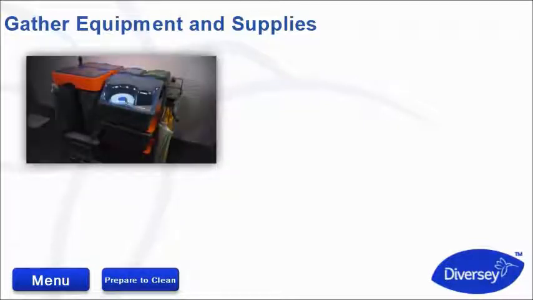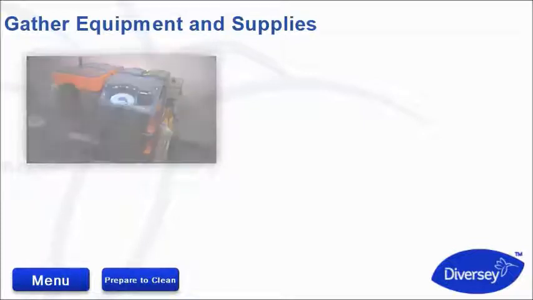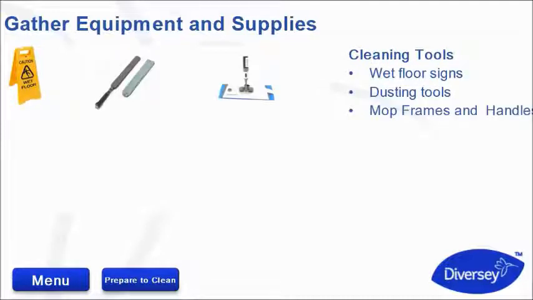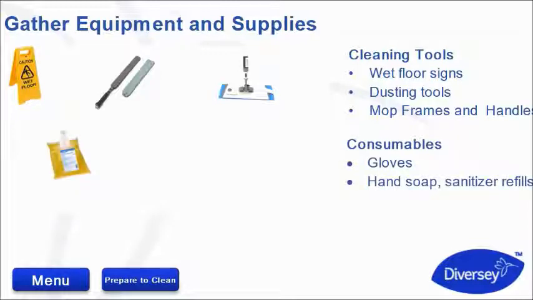First, check your workstation or cleaning cart to ensure that all of the cleaning tools that you will need for the job are properly placed, including wet floor signs, dusting tools, and wall washing frames and handles. Next, check your workstation or cleaning cart to ensure that it is well stocked with any consumable items, such as gloves, hand soap and sanitizer refills, towels, liners, and cleaning cloths and mops.